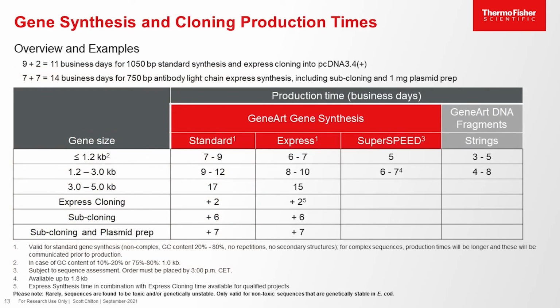And on this slide, this is just a high level view of what our turnaround times look like. We are able to provide things in as little as 7 business days in our standard offering, or as little as 5 business days with our super speed expedited service. And then, for example, with express cloning, depending on where our gene size is, it's about 2 days, and our subcloning typically adds about a week onto these.